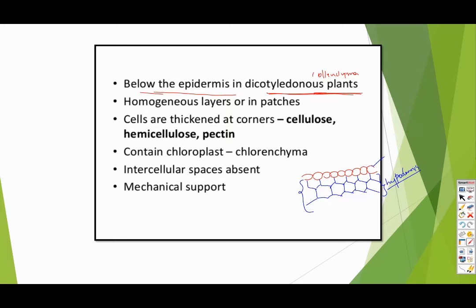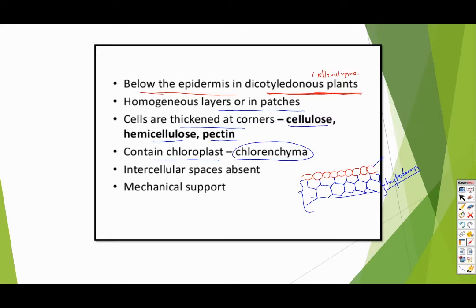Okay, and what is a cell wall made up of? Cellulose, hemicellulose, and pectin. And the cell wall has thickenings, angular thickenings. They are usually present in the angular thickenings. Now, the cells which contain the chloroplast, we usually call them your chlorenchyma. What do we call them? We call them your chlorenchyma. Okay, and as I said, intercellular spaces are absent and there is mechanical support.